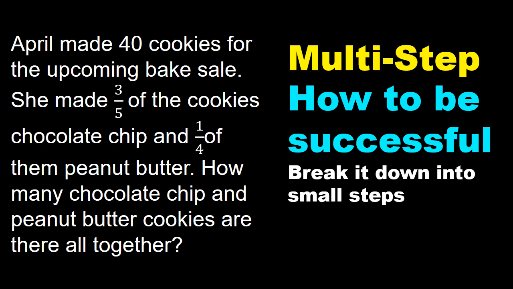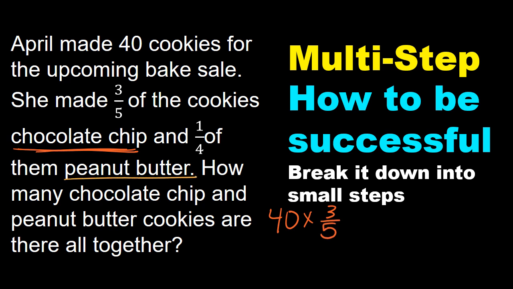And so this question says this. It says, April made 40 cookies for the upcoming bake sale. 3/5 of the cookies are chocolate chip, and 1/4 of them are peanut butter. How many chocolate chip and peanut butter cookies are there altogether? And so if I'm going to break this down, you need to figure out the total number of chocolate chip cookies. So if I'm going to do that, I'm going to do 40 times 3/5.